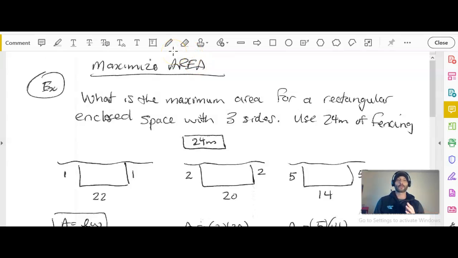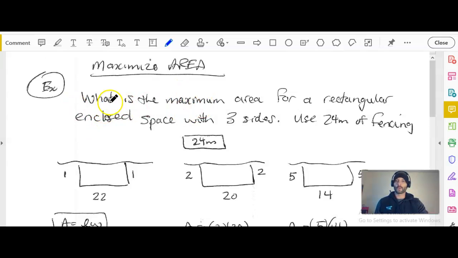It's usually about maximizing the area of a rectangular or square enclosure, and you can use a quadratic equation to do that. Sometimes what students struggle with is the concept of how to do that. So let me go over an example.